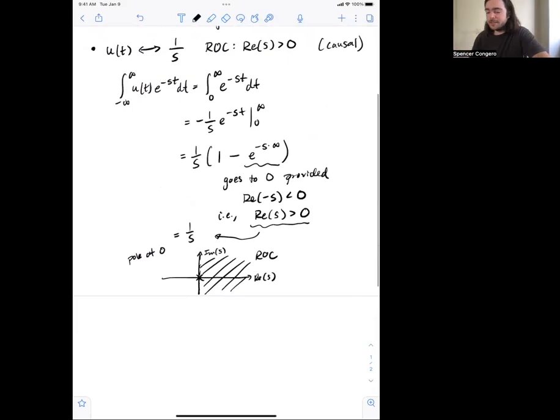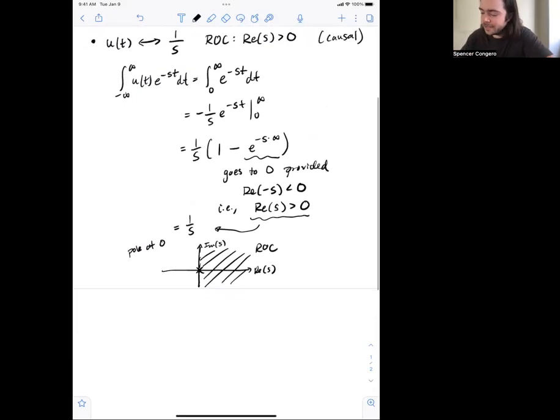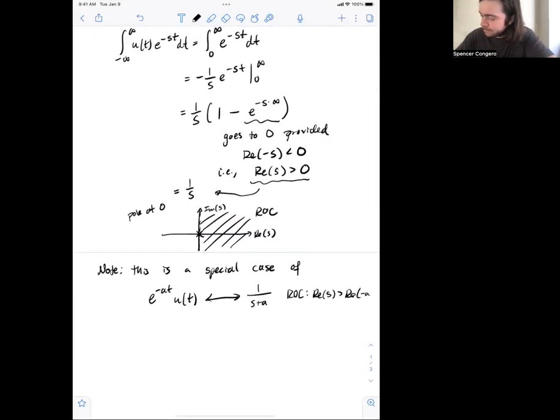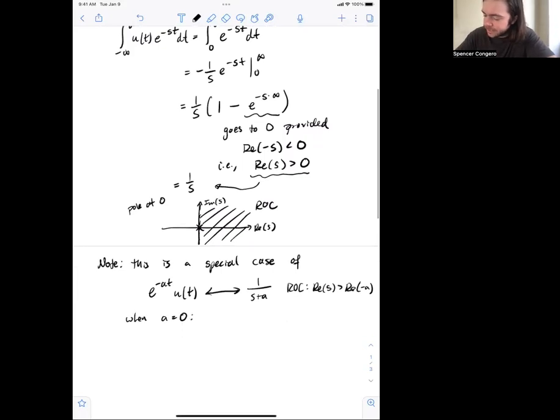Okay, so we just derived this Laplace transform the long way by hand, but we can also notice that this is just a special case of a Laplace transform we already saw: e to the negative at u of t has Laplace transform 1 over s plus a, and the ROC is when the real part of s is greater than the real part of negative a. And we just need a to be 0, right? When a is 0, what do we get? This is just 1. So we get the unit step function has Laplace transform 1 over s.